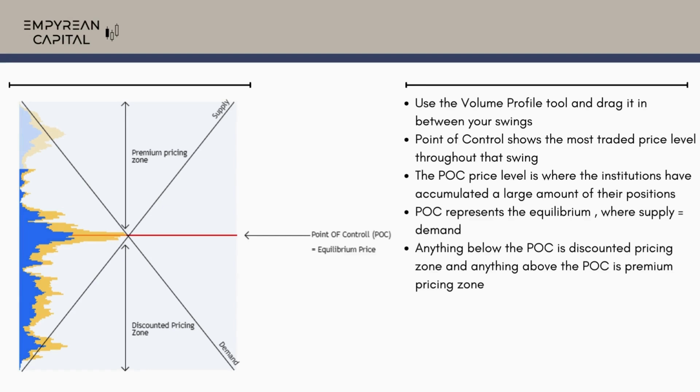Now, the point of control, which is the red line, represents the equilibrium price level. The point of control shows the most traded price level throughout the swing. The POC is where the institutions have accumulated the largest majority of their positions, and the POC represents the equilibrium. As I said, it's where supply is equal to demand. Knowing this, we now know that anything below the point of control is discounted pricing, and anything above the POC is our premium pricing zone.